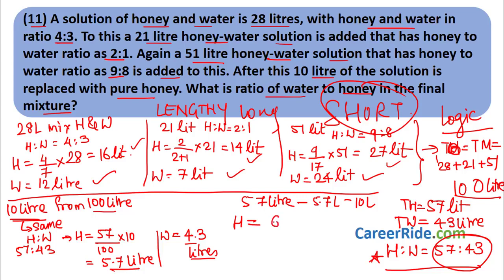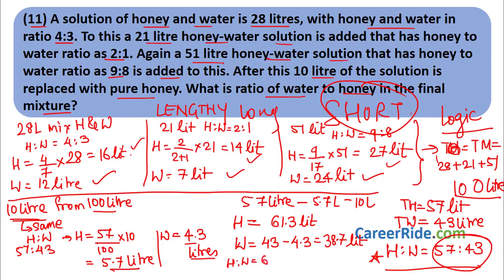That would be equal to 61.3 liters. Okay. Now, how much is the amount of water? Initially we had 43 liters. Then we removed the 10 liter solution. That means in that 10 liter solution we had 4.3 liters of water. So 4.3 liters of water was removed. Okay. And no water was added, only honey was added. So the subtraction comes out to be 38.7 liters, right?